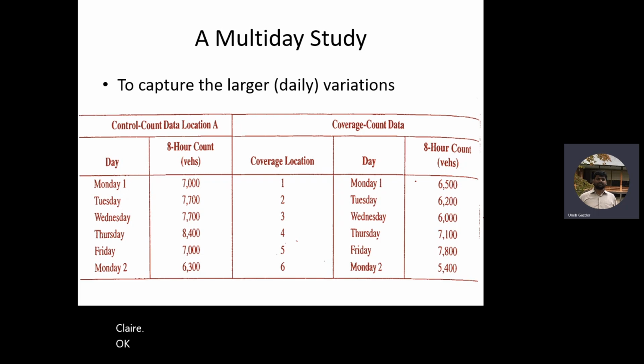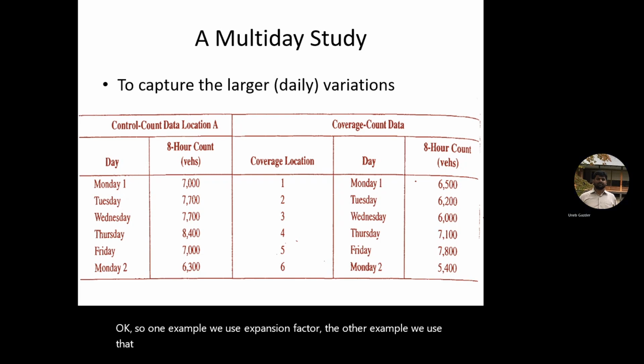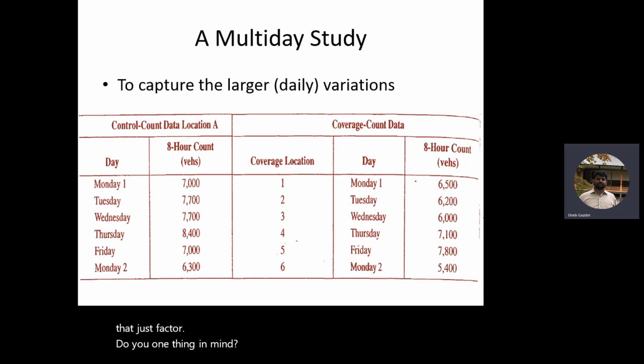Okay. So in one example we used the expansion factor, in the other example we used the adjustment factor. Keep one thing in mind. The time duration and the number of locations will vary from one case to another. First example, expanding 1 hour into 8 hours, right? It may be 2 hours into 6 hours. In this case, average was calculated for 6 days. In another example, average can be for 5 days, no problem.